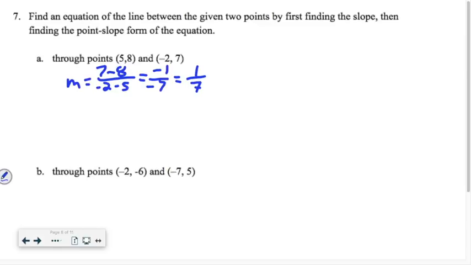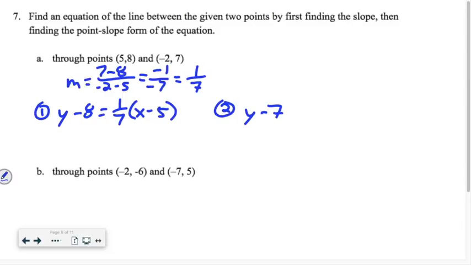So I have 2 options for my point-slope form. It does not matter since both points are on the graph. So I'm going to start with option 1. Y minus 8 is equal to 1/7 times x minus 5. If I use the other point, option 2, I'm going to just do y minus 7 equals 1/7 times x minus -2, which is going to turn into plus 2. I'm going to leave you to do part B on your own.